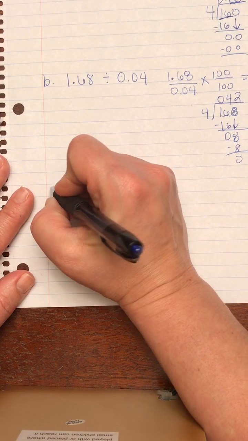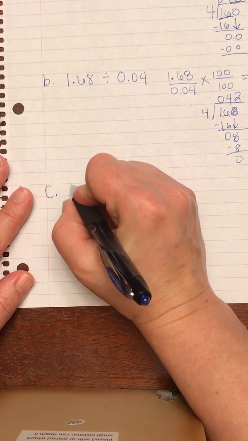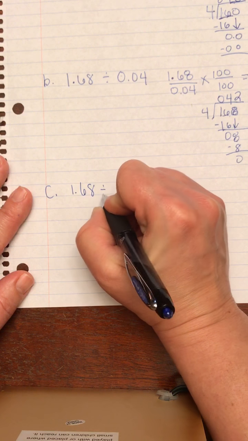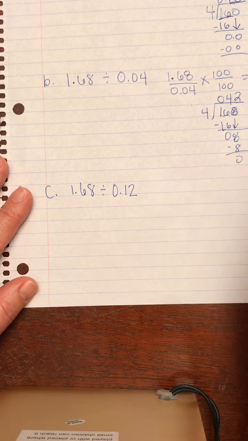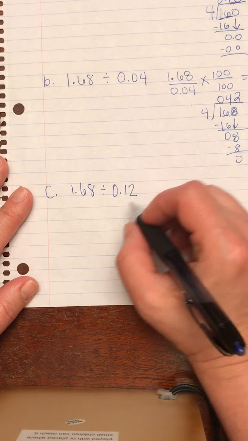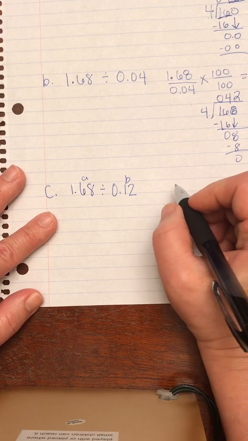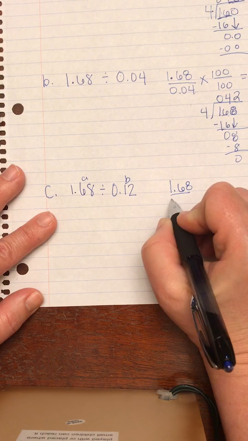All right. Letter C. I have 1.68 divided by 12 hundredths. So again, I'm going to set that up as my fraction. I can still keep labeling if I want to, A over B.